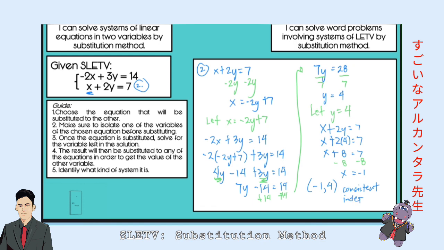independent, because you have here intersecting lines. So that's how it works. You have intersecting lines here. There is one solution. Again, there is one solution if you are able to form an ordered pair. So that's how it works.